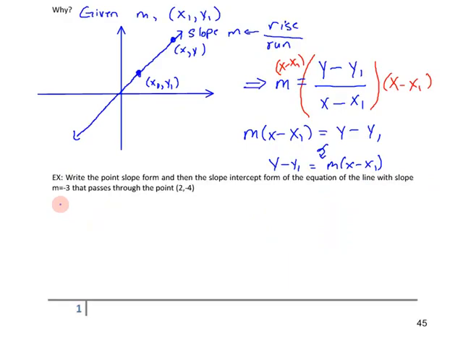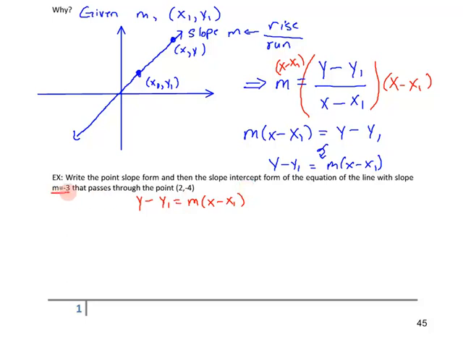In this example, we are asked to write the point-slope form and then the slope-intercept form for the equation of the line with slope m equals 3 that passes through the point 2 comma negative 4. So to get the first answer, all we have to do is plug into y minus y1 is equal to m times x minus x1, an equation you are required to know whenever it comes time for your midterm exam.